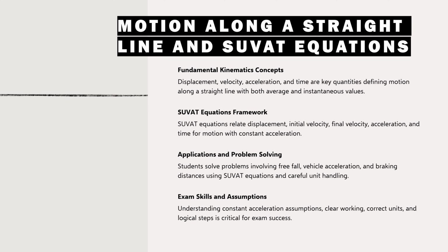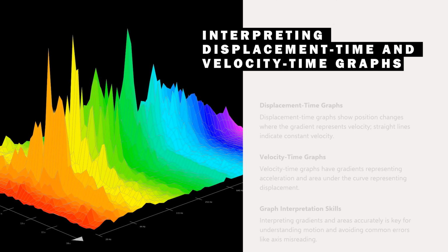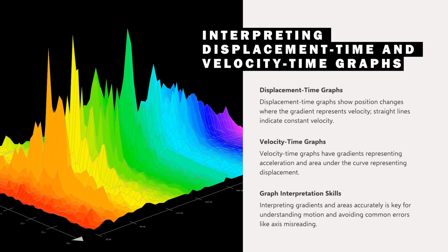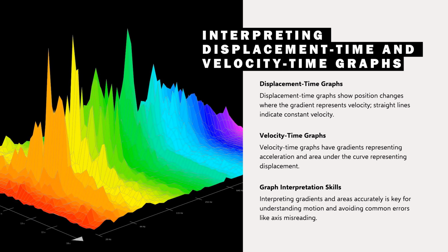Displacement-time graphs show how an object's position changes, with the gradient representing velocity. A straight line graph indicates constant velocity, while a curved graph signifies changing velocity and therefore acceleration. Velocity-time graphs are particularly important, as their gradient gives acceleration and the area under the graph represents displacement. This dual interpretation allows students to extract multiple pieces of information from a single graph.